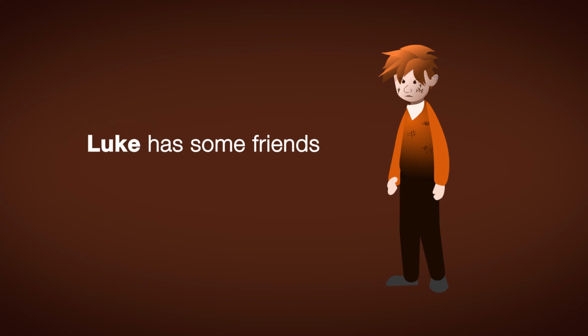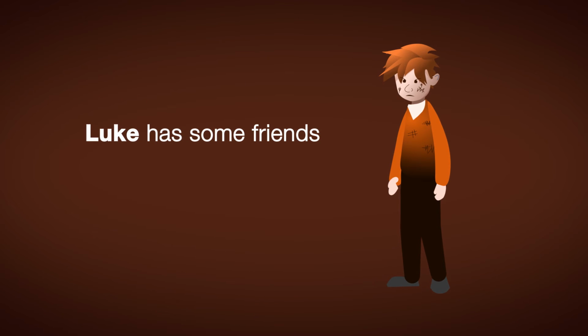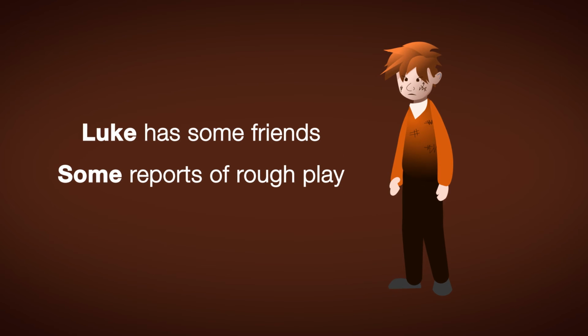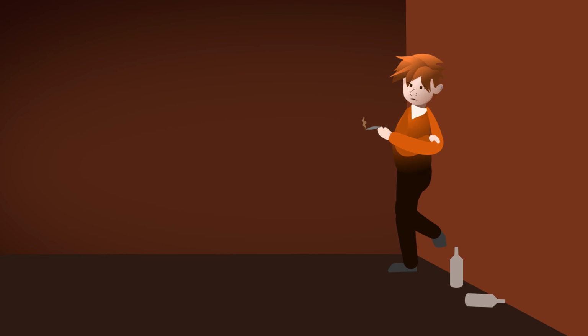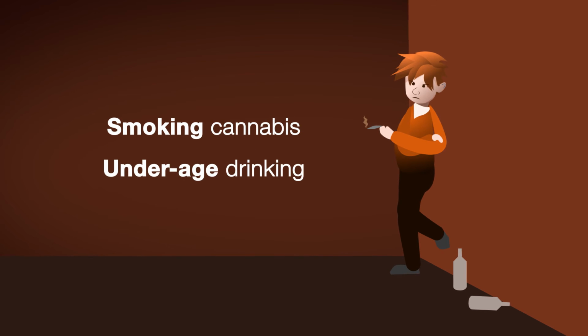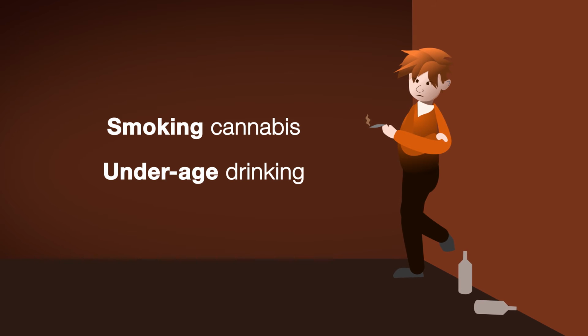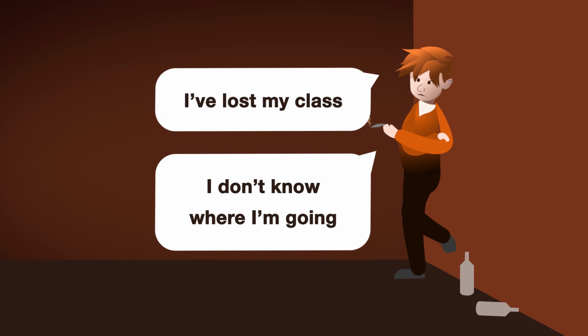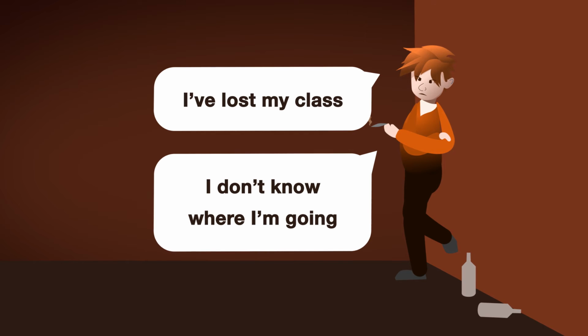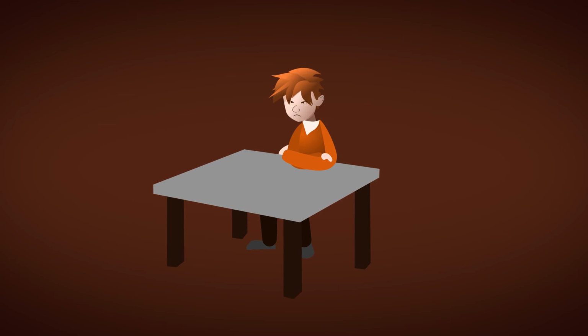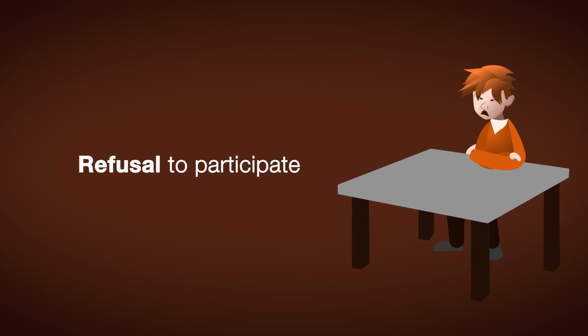Luke is an average student and reports he has some friends. The group of peers like to play soccer on the oval, but there have been times when it's been reported as rough play. The year advisor suspects he and his friends smoke cannabis together and engage in underage drinking. Luke does not like class and often is found wandering after break times end. When asked if he can go to class, he reports, "I've lost my class and I don't know where I'm going." If he is asked questions in class by the teacher, he will refuse to answer and often pretends he does not hear the question.